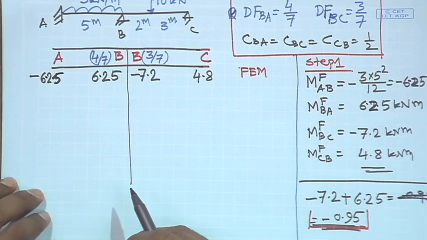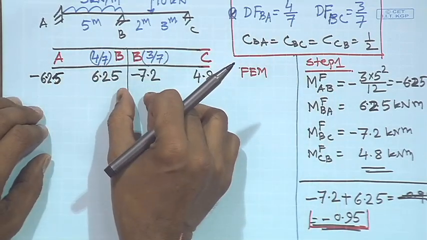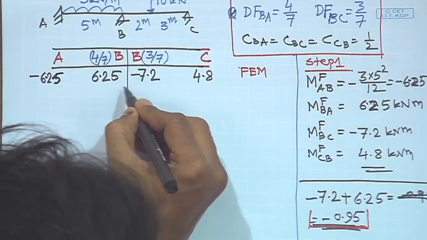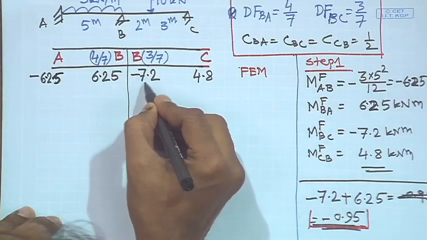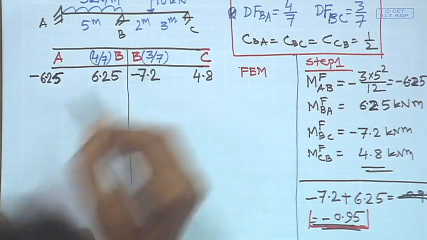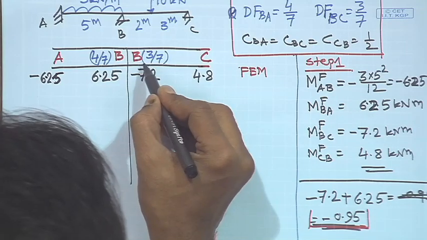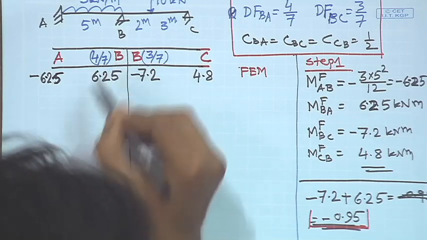So the unbalanced moment is 0.95. When we write in tabular form, you do not have to explicitly show how much the unbalanced moment and the balancing moment are. You can do that calculation separately. Now we need to apply a 0.95 balancing moment at point B. If we apply it, what would be the distribution at B?